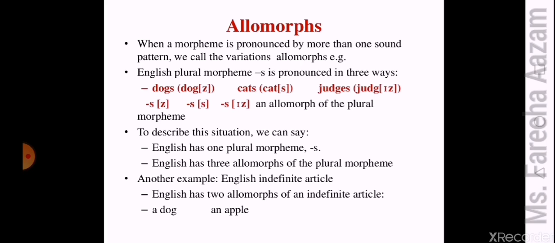To describe the situation, we can say that English has one plural morpheme, that is s, and English has three allomorphs of the plural morpheme. Another example, the English indefinite article. English has two allomorphs of the indefinite article, for example, a dog and an apple.